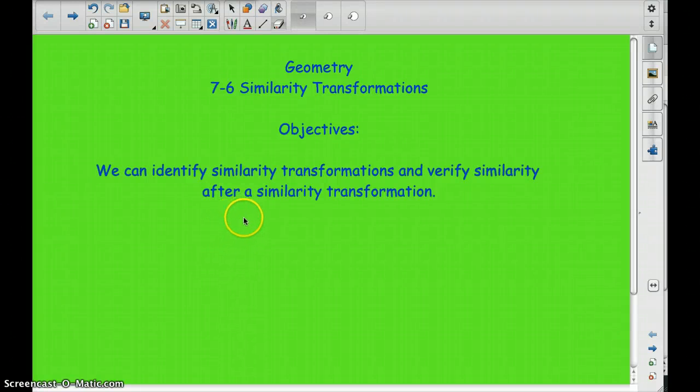Hi everybody, we're going to start 7-6, similar transformations. It's going to be pretty quick. We're just going to talk about transforming using dilations and to verify that similarity using a scale factor.